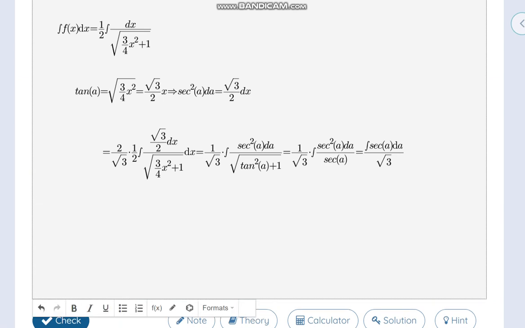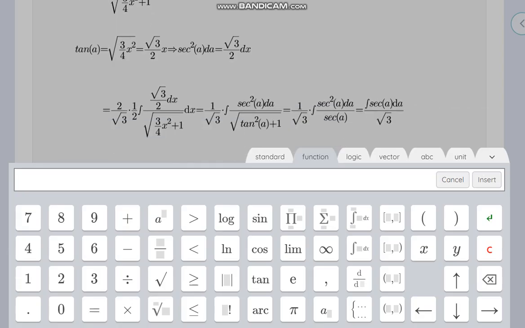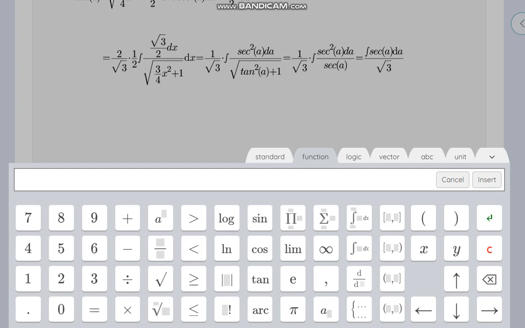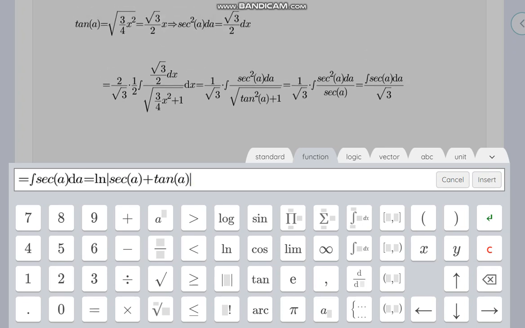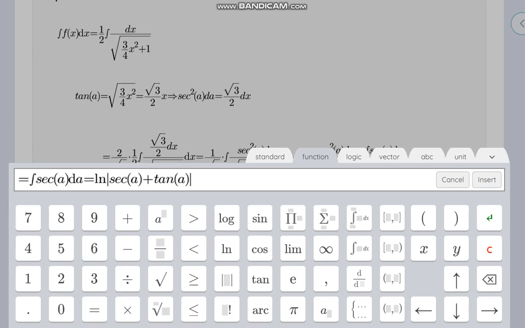Okay, that looks good. But the thing is that we still have an integral and it's based on a. We know the integral of secant, if you don't remember it, equals ln of the absolute value of secant plus tangent. But the thing is that we don't want to calculate based on a. We want to calculate it based on x.